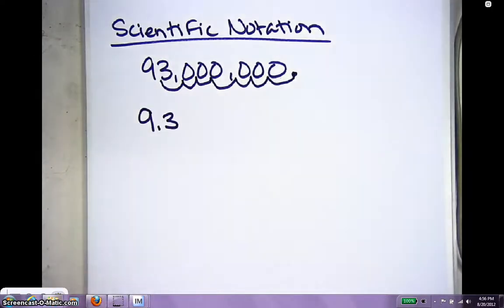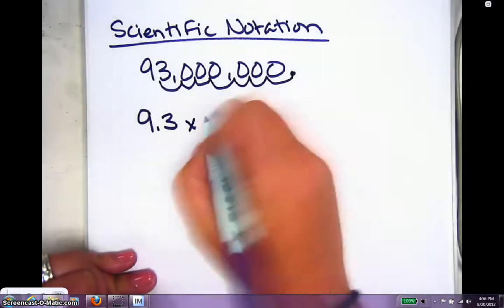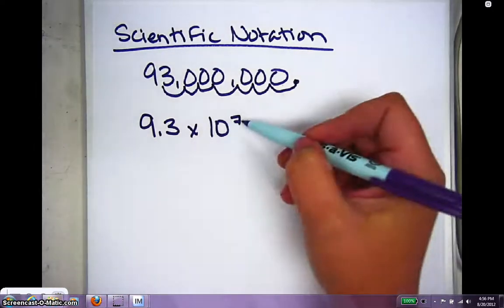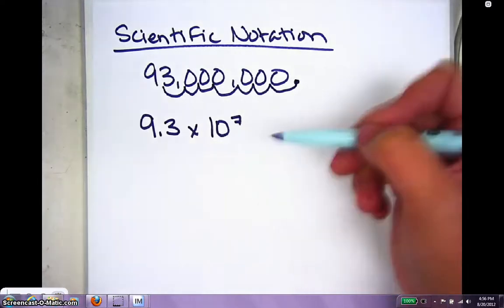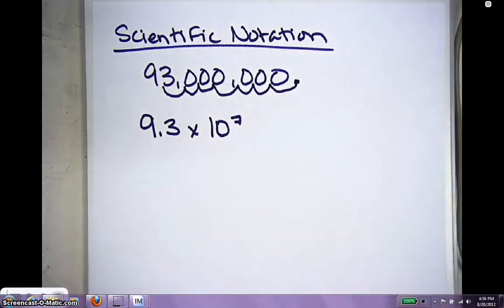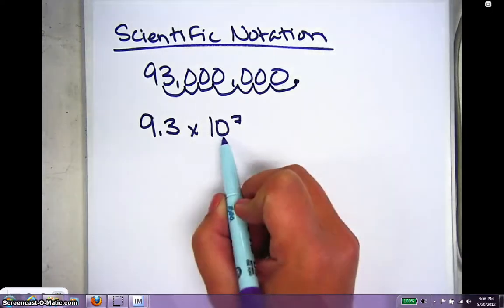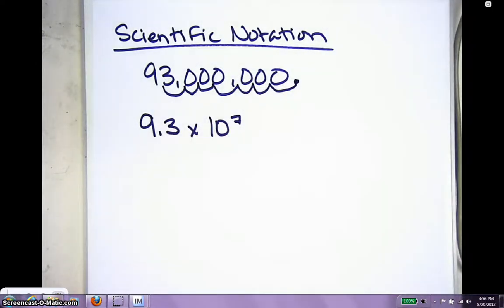Okay, so that would leave me with 9.3. And because I moved it 7 places to the left, I'm going to say that I multiply that times 10 to the 7th. When you have 10 to the power of 7, that's like saying 10 times 10 times 10 times 10, 7 times. So you're taking a small number and you're multiplying it by a large number to get a bigger number.